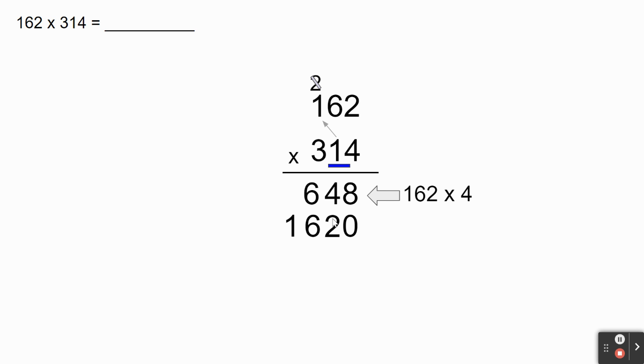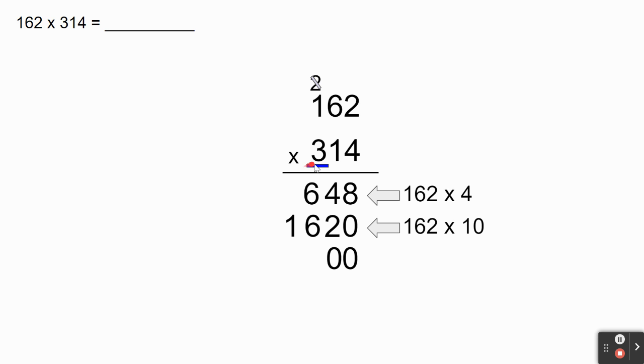We know that 162 times 10 is 1,620. Now we're going to be multiplying 162 times 3, which is in the hundreds place, so it's really like 162 times 300. Since we're multiplying by a number that's in the hundreds place, we need to place a 0 in the ones and in the tens place, so our answer will start in the hundreds place.